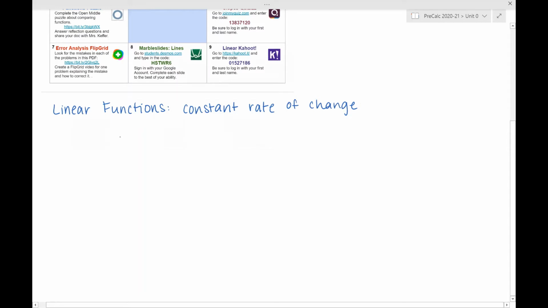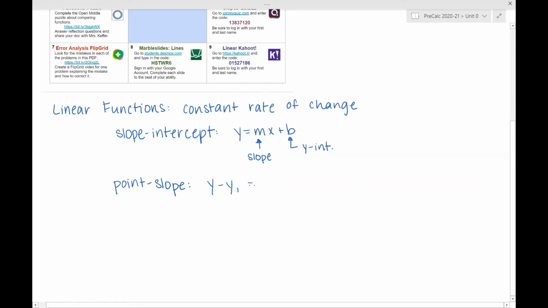You typically have 2 main formulas that we use with linear functions. We have slope-intercept form, which would be y = mx + b. Remember that m is your slope, and that b value is your y-intercept. We also have point-slope form. Point-slope form would be y - y1 = m(x - x1).